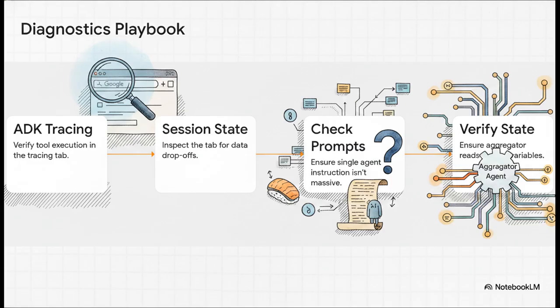Step 2. Inspect the shared session state tab. Did the food agent actually write down the sushi spot, or did the data drop off entirely? Step 3. Actually look at your prompts. Did that single agent system instruction just get way too massive? And step 4, if you're running a parallel pattern, verify that your final aggregator agent is actually reading the correct variables out of the state.